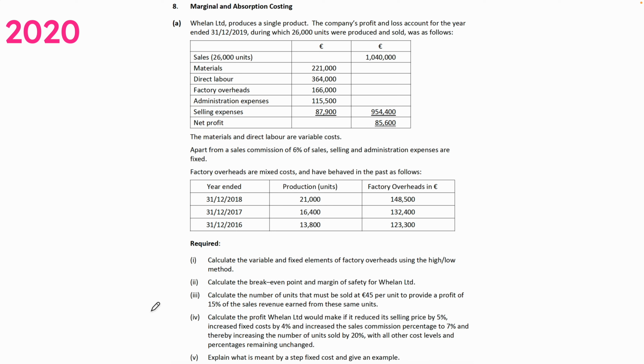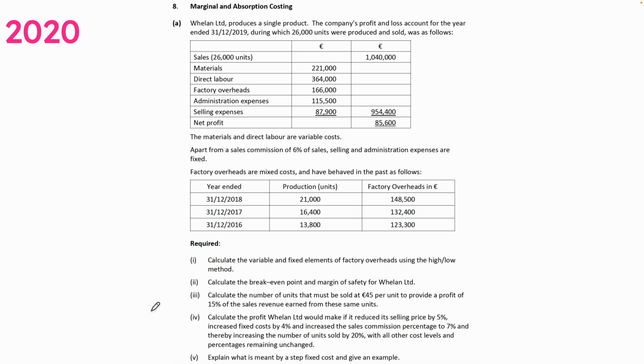So this video is the 2020 costing video, and this year it was on marginal and absorption costing. So we had a part A and we had a part B. Reading down through part A now, it says Whelan Limited produces a single product. The company's profit and loss account for the year ended 31st the 12th, 2019, during which 26,000 units were produced and sold, was as follows.